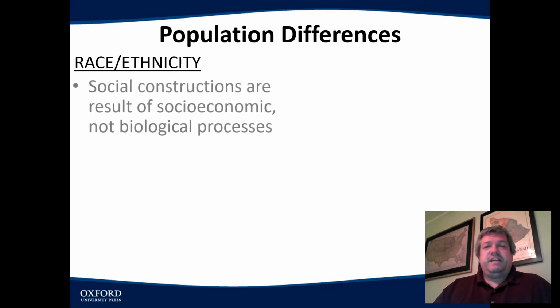The first thing is that race, ethnicity, right? White, black, Asian, Hispanic, any kind of this clustering that we do, these are not biological processes. They're social constructions. They're social economic. They're based on society. They're based on economic class. They're based on many things that are man made, not biological.